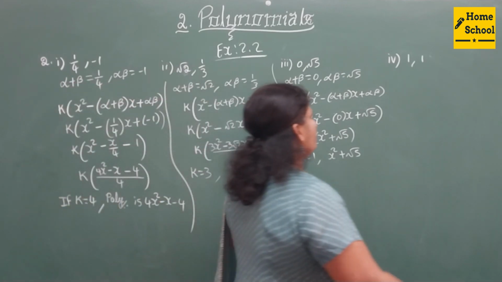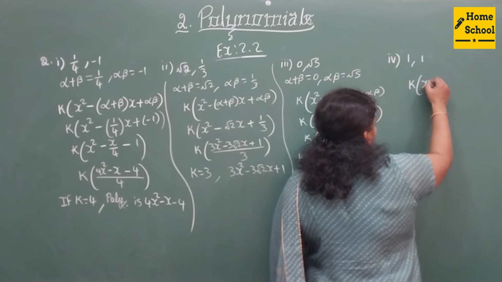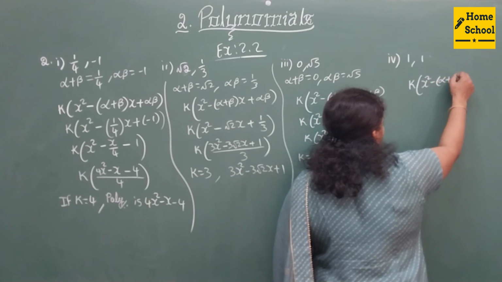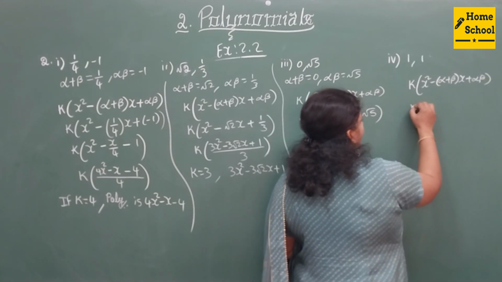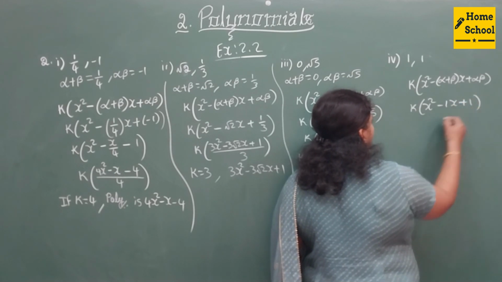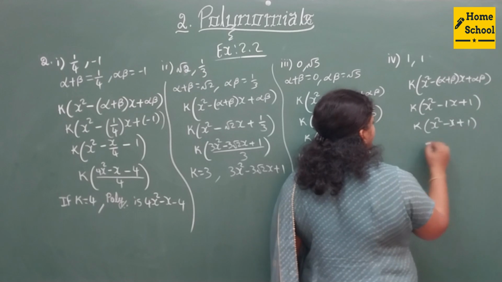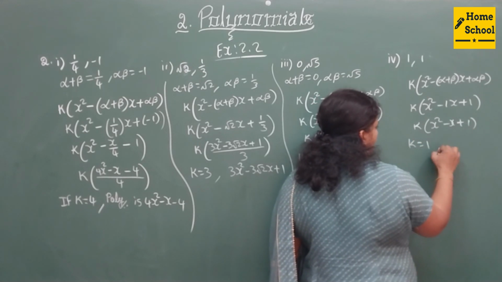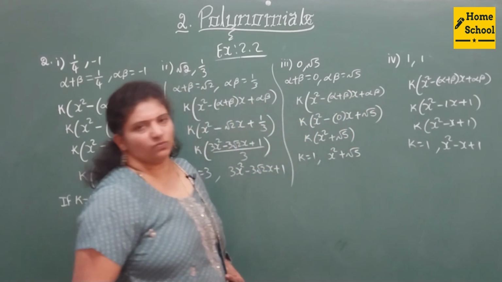See the next one, fourth one. Again same manner. K into x square minus alpha plus beta into x plus alpha beta. K into x square minus 1x plus 1. That is k into x square minus x plus 1. If k is equal to 1, then the required polynomial is x square minus x plus 1.